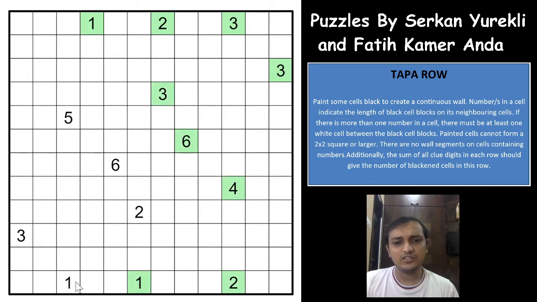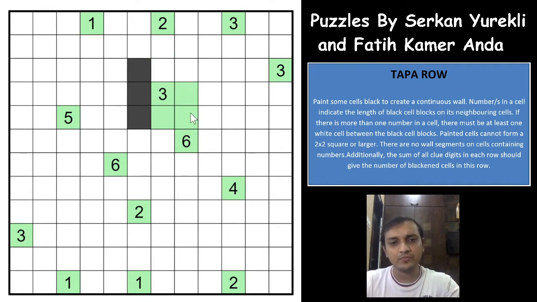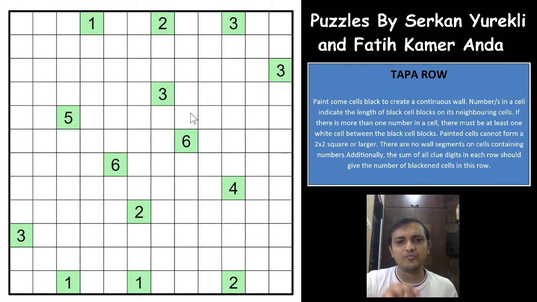And the number in this cell indicates the number of continuous shaded cells in the surrounding 8 cells. So for example, for the 3, you will have exactly 3 continuous shaded cells in the surrounding 8 cells. You cannot have it like this, right? 2 cells shaded here and one cell shaded here, not possible. So a number indicates the number of continuous shaded cells in the surrounding 8 cells.